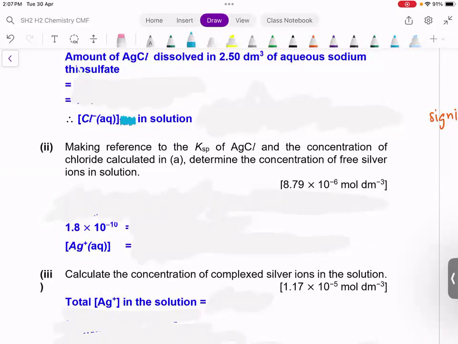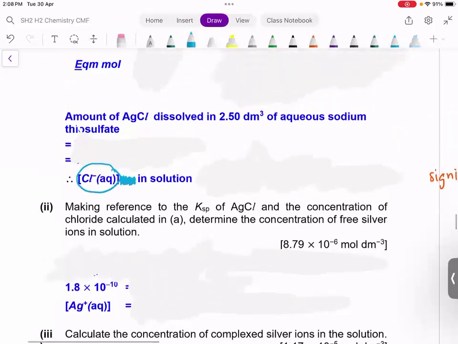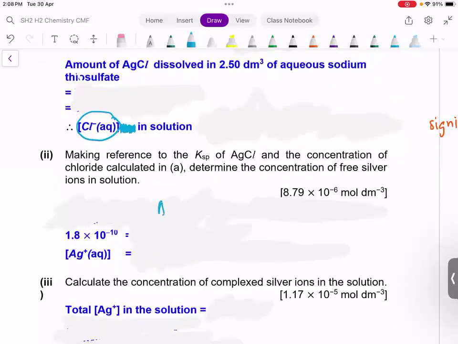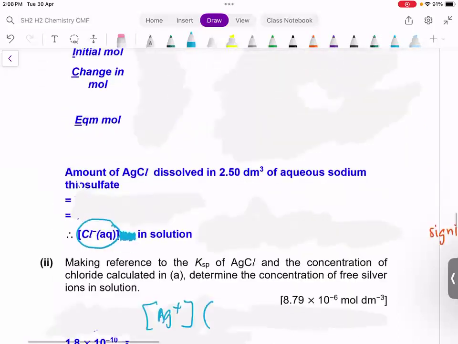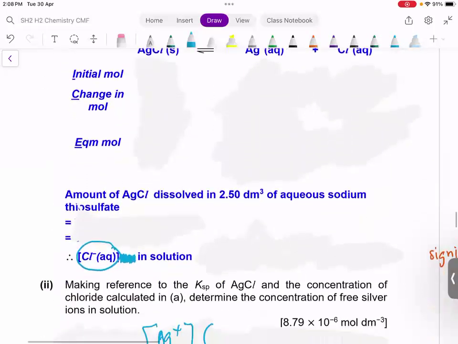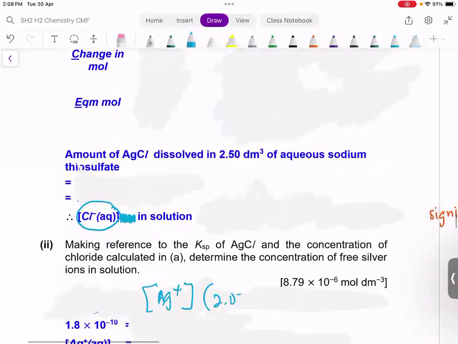Yeah, ionic product must be equal to Ksp. So with this in mind, the chloride concentration can be calculated from above, right? So with that concentration, you can substitute into the Ksp expression. So this value is 2.05 times 10 minus 5. Then you equate it to the Ksp value of your silver chloride, which is 1.8 times 10 minus 10. Then you should be able to calculate this.